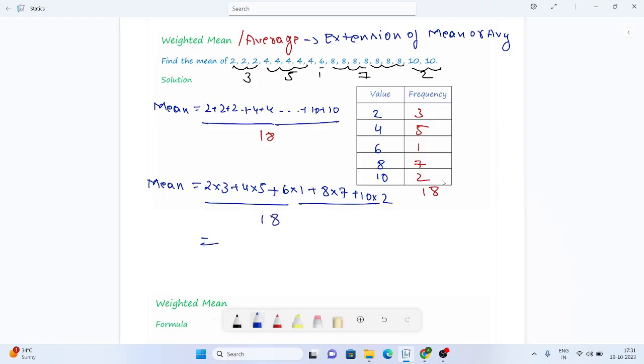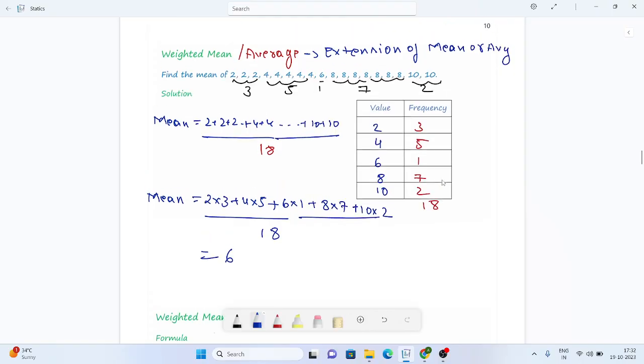So this is the simple way of calculating this, right? So when you calculate this, you get the answer faster than the previous one. What is the value of this? We calculate 6 plus 20 plus 6 plus 56, that is 56 plus 20, divided by 18. So here you got the mean 6. Value is not important, concept is important.